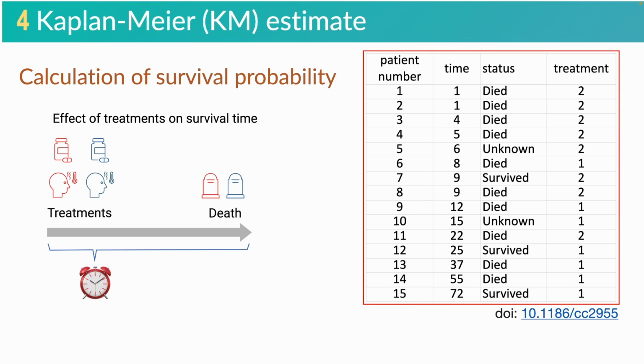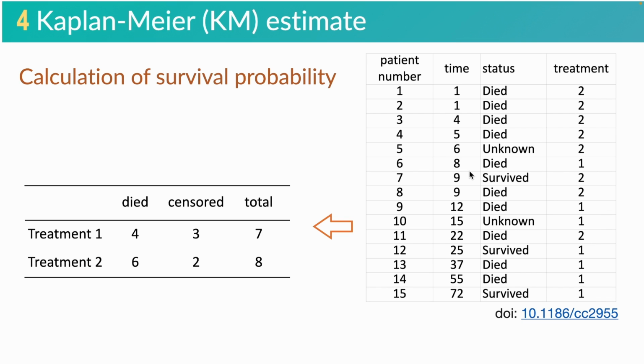This is the data of the study. The first column is the patient number, and the second column is the time of events. The next column is the event of interest, including died, survived, or unknown. The last column is the treatment method, and there are two treatment methods, 1 and 2.